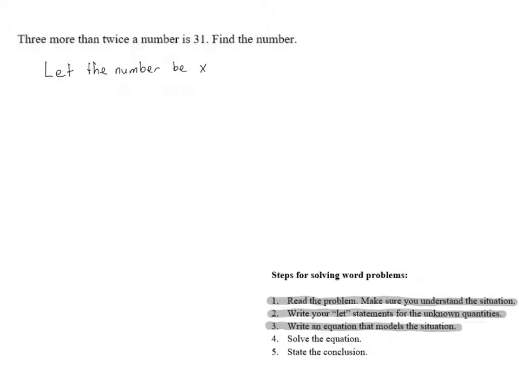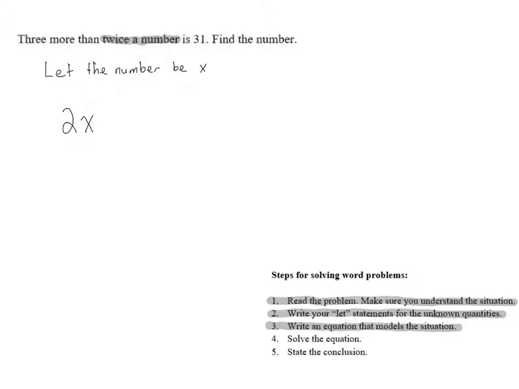Now, if you look, you can see the number that we're looking for right here. We've got a number. And so that number ends up being x. But we're not just dealing with that number. We're looking at twice a number, or twice that number. Well, if the number's x and we want twice that much, it ends up being 2x. So 2x represents twice the number.